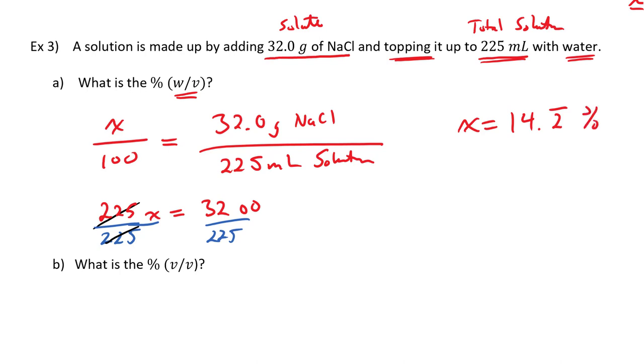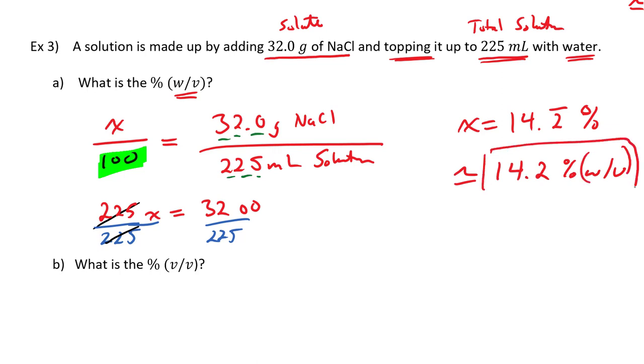This would be a percentage. Significant digits. This is an exact number. We have three, we have three. We'd round this off to three significant digits. 14.2% weight by volume. Final answer. So that's the concentration, weight by volume, of 32 grams of sodium chloride in 225 mils total solution.